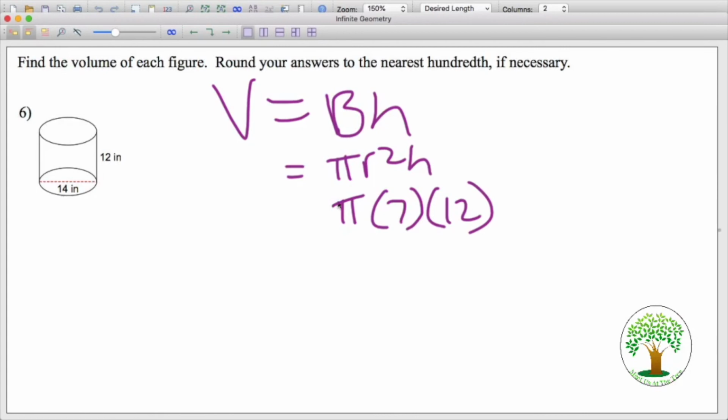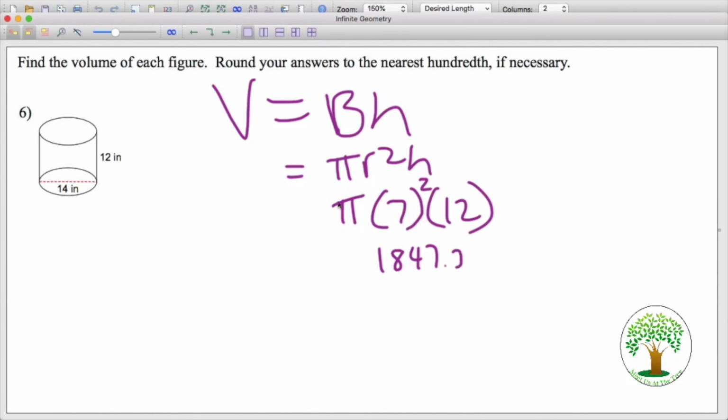263.9. No. Times 12. Make sure you give 12 in there too. I got 263. Pi times 7 squared. Oh, squared. Pi times 7 squared times 12, yes, thank you. Wait a minute. 1,847.26.